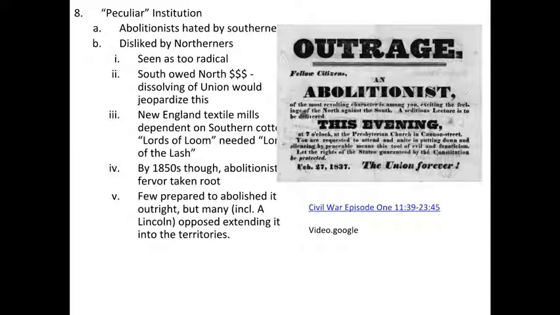By 1850, abolitionist fervor had really taken root in North America, and it was starting to spread. So this idea of slavery, and whether it should continue, became a forefront in American politics. Very few were prepared to abolish it outright, but many, including Abraham Lincoln, opposed extending it into the territories. This is where we go back to what we learned about with the Missouri Compromise. What happens when these new territories are being established? Are we going to continue allowing them to establish slavery, particularly below that 36-degree parallel line, or is something else going to happen? A lot of this was becoming extremely political in the United States.